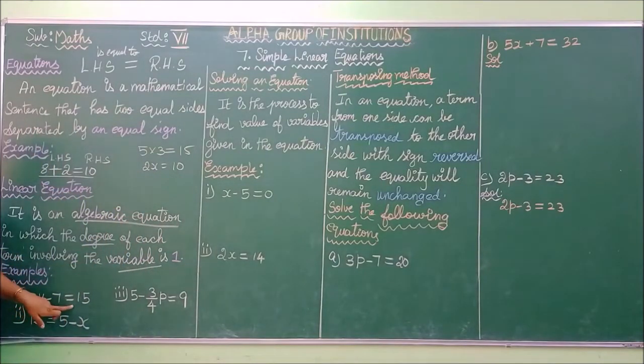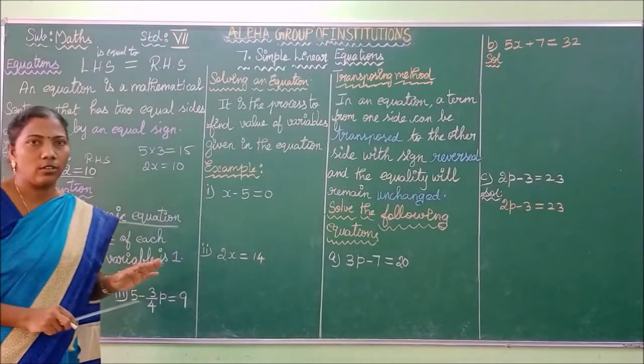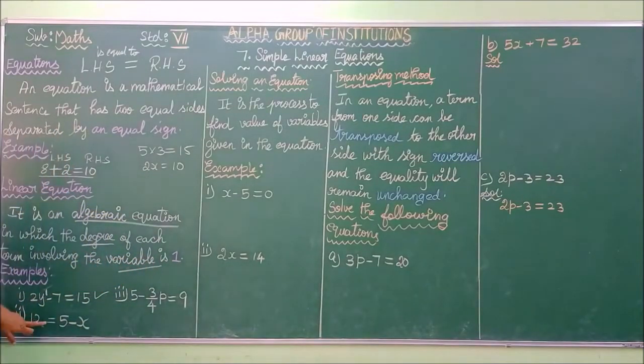See the example: 2y minus 7 equal to 15. First of all, it is an equation because it has both LHS and RHS separated by an equal symbol. Which is the variable here? y is the variable. What is the power of y? The power of y is 1. If the power of the variable is 1, we call it the degree, so the degree of the equation is 1. If the degree is 1, we can call the equation a linear equation. Okay, children, see the next example: 12 equal to 5 minus x. It is an equation first.